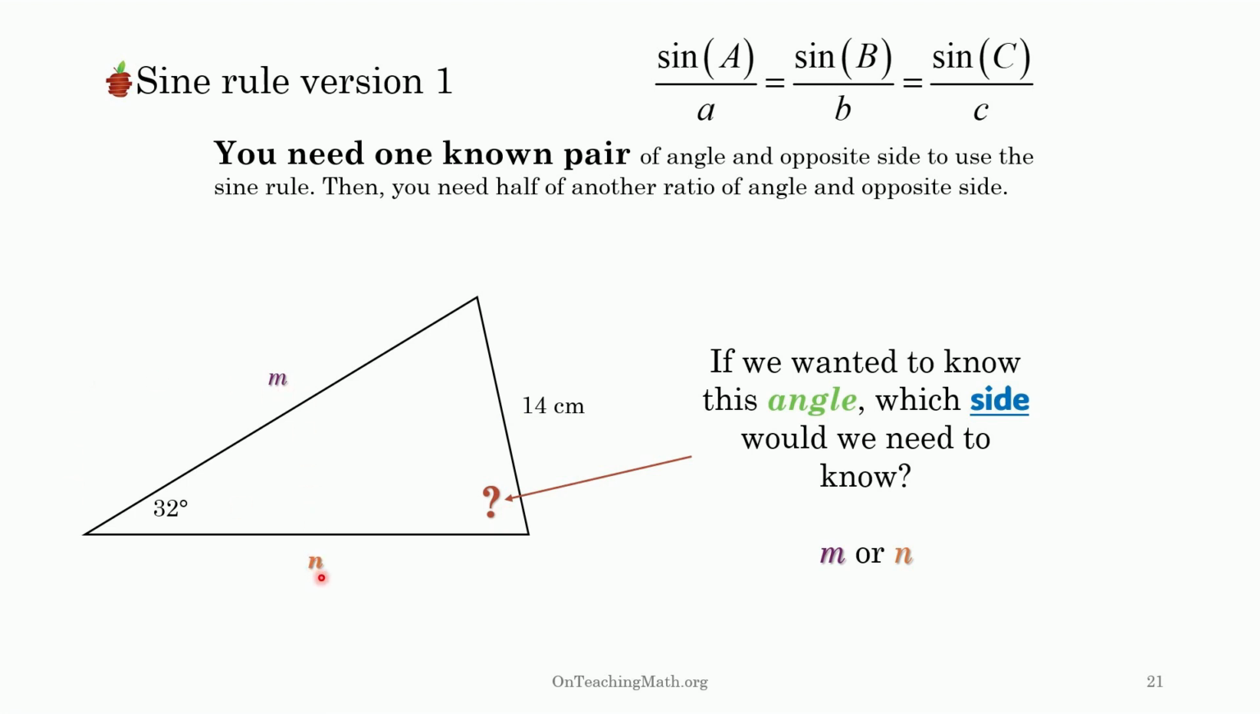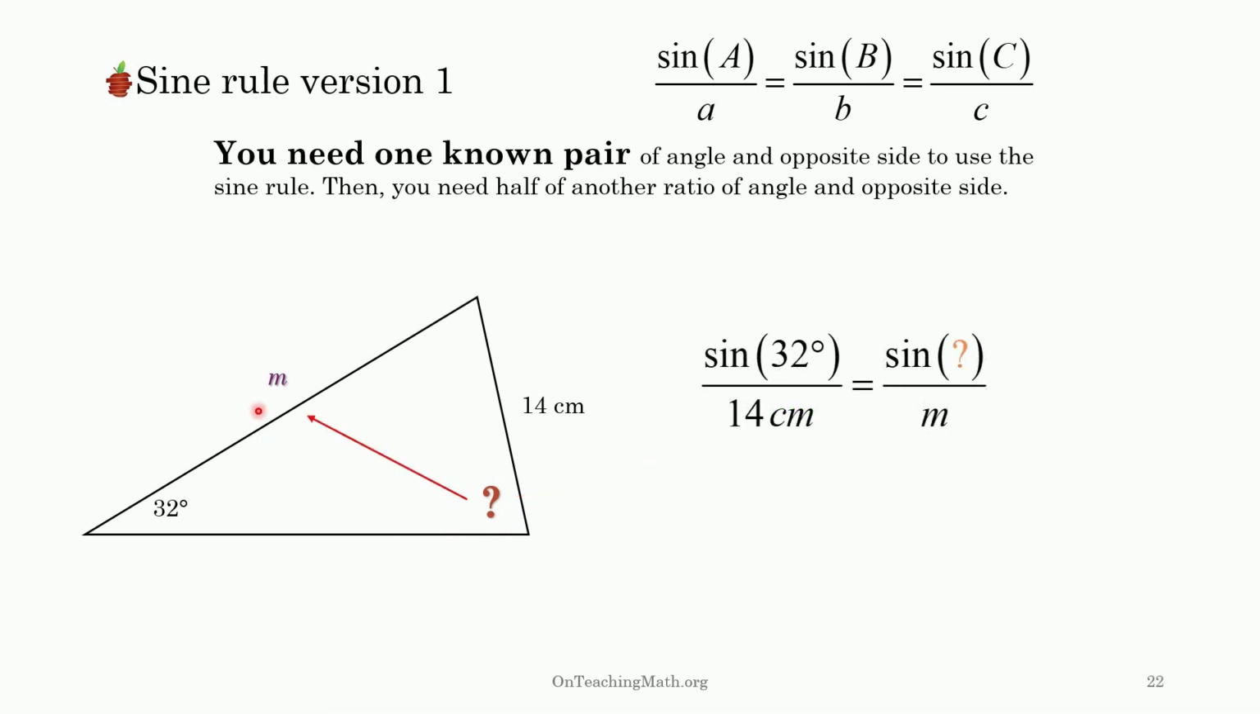Because a lot of the time what happens is a problem will give you the wrong side, and you have to be really careful. So here in this case, the opposite of this angle is M. M is opposite, so we would have to know this value right here and plug it into the formula just like this. So we'd have sine of 32 over 14 equal to the sine of the thing we don't know divided by M.